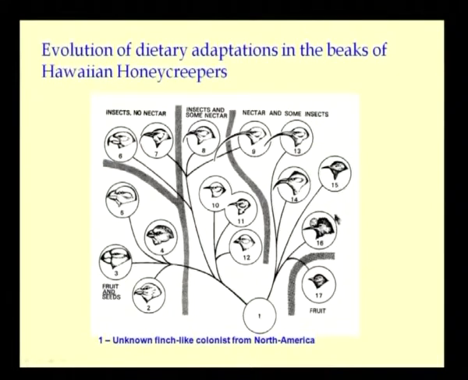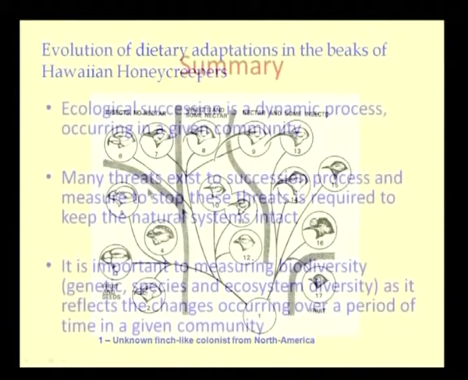And finally you find 17 here, which feeds only on fruit. In fact, 9, 13, 14, 15, 16, all these feed on nectar and some insects. So, this is the kind of evolution according to the dietary adaptation that has happened in these honeycreepers.